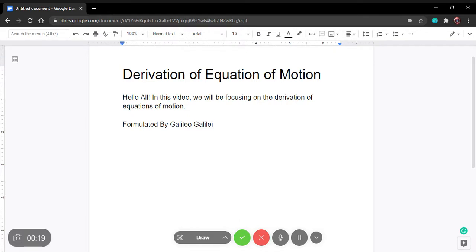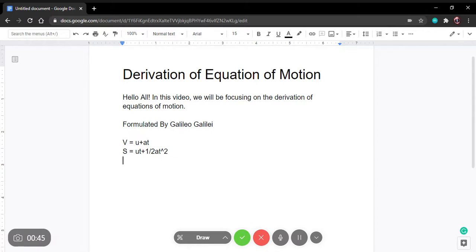These three equations are v is equal to u plus at: final velocity is equal to initial velocity plus acceleration into time. s is equal to ut plus half of at squared: displacement is equal to initial velocity into time plus half of acceleration into time squared.